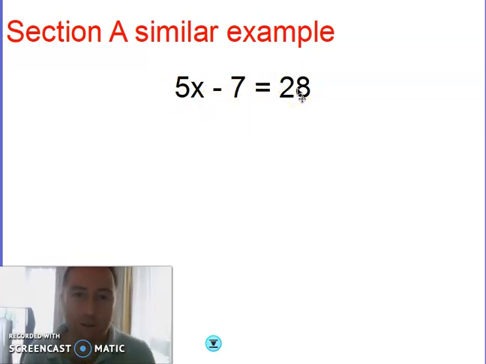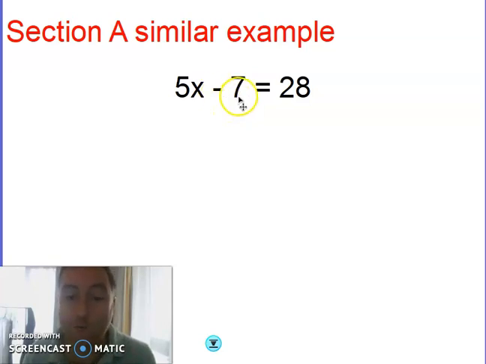Now there's lots of ways to do this. Please don't rush and please follow this method, because this method will work for even the hardest question. So what I'm going to do is I want to get just x's on one side of my equation and just numbers on the other side. At the moment, this side of the equals, so if we look at this as the left side, has letters and numbers. We want just letters.